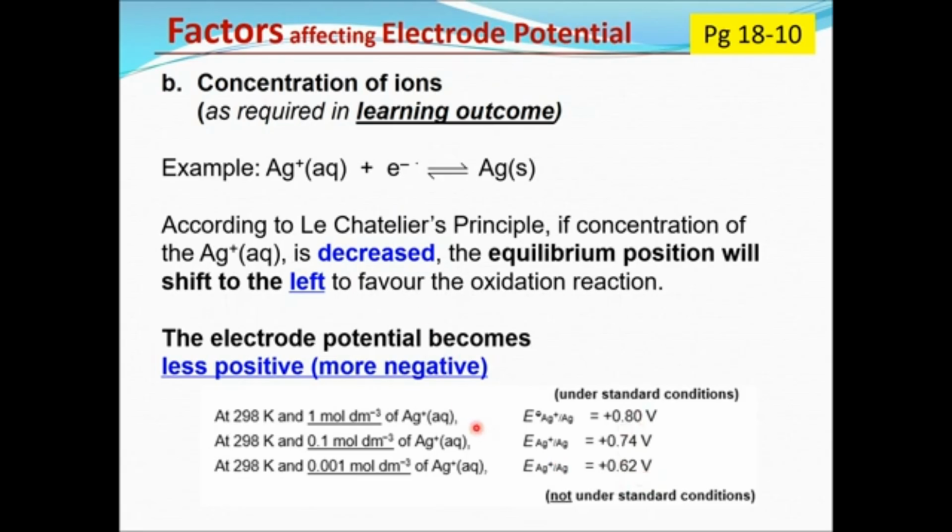So do take note of this in your notes. Also note that we use the terms less positive or more negative, less negative, rather than larger or smaller. This is the same concept as your delta H, delta G, because there's a positive or negative value involved. We want to be very, very specific about using these terms. Right, so you can see as concentration decreases, it gets less and less positive. The reverse oxidation reaction is now more favored in this context.